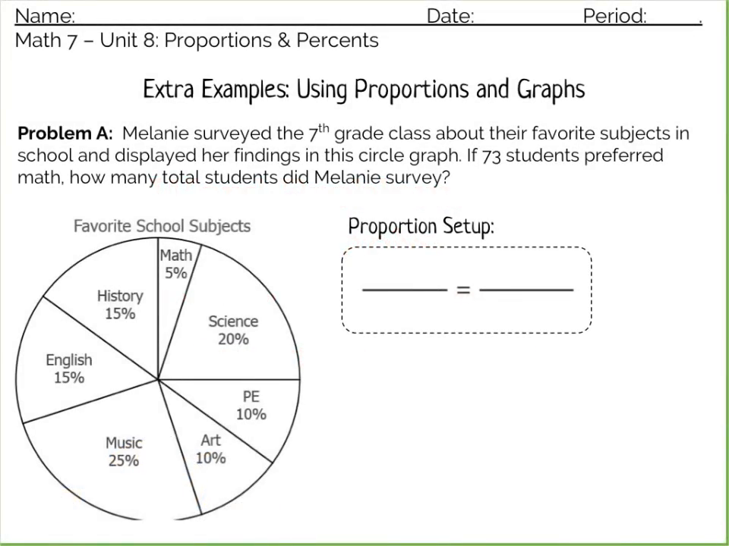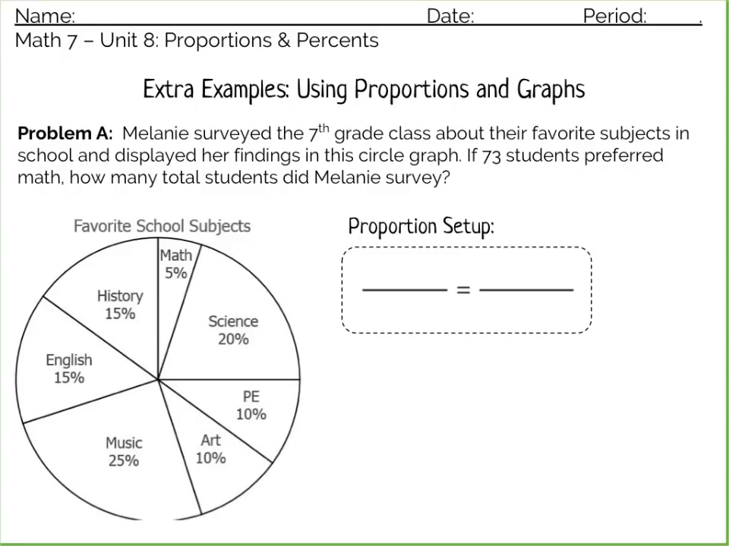Welcome back. Today we're going to be moving on in the proportions unit, and we're going to be talking about using proportions with graphs. So let's go ahead and take a look at example A right now. Example A says Melanie surveyed the 7th grade class about their favorite subjects in school and displayed her findings in the circle graph. If 73 students preferred math, how many total students did Melanie survey?